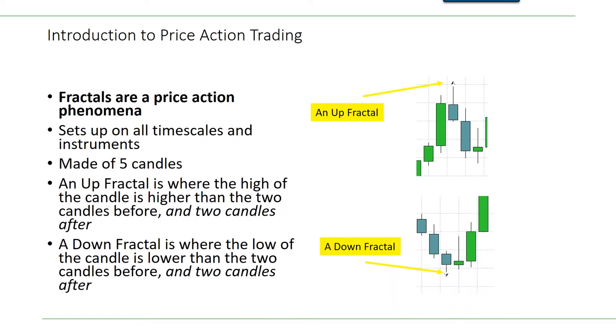On the flip side, a down fractal is where the low of the candle is lower than the lows of the two candles before, and also lower than the lows of the two candles afterwards. The indicator prints a little arrow there, but remember, it doesn't do that until the fifth candle has closed. When that fifth candle closes, it will automatically put it in. It's just a simple price action phenomenon. There we have a V bottom, and there we have a top V. So that's just a little simple thing.